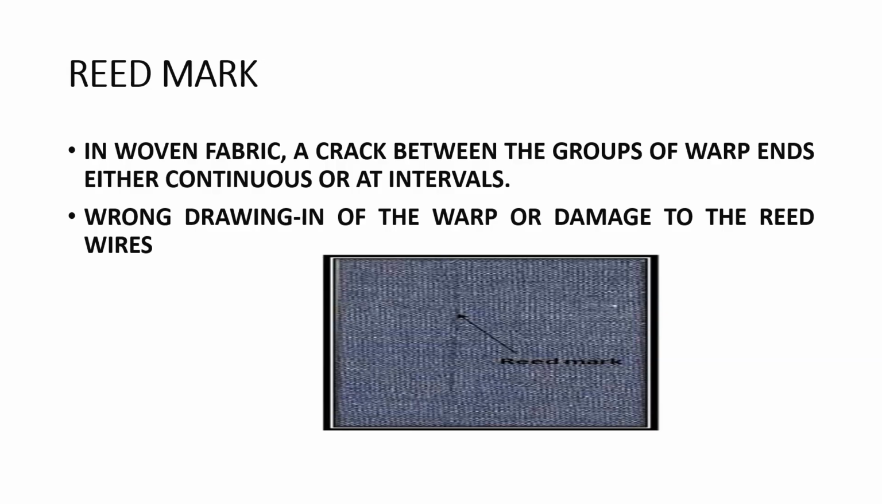And what are the remedial operations? We have to do the perfect drawing-in of the warp. We have to be extra cautious while doing the drawing-in operation of the warp. Also we have to observe the reed wires correctly. Inspection of different parts of the machines has to be done frequently. Then only can such defects in the form of reed marks be avoided in the fabric.